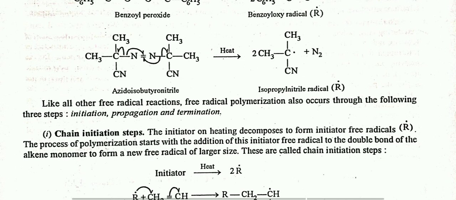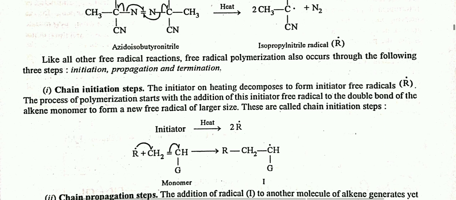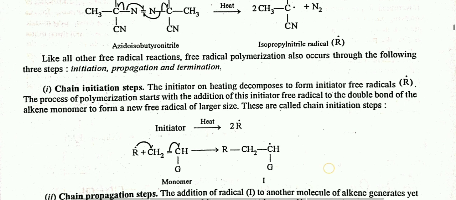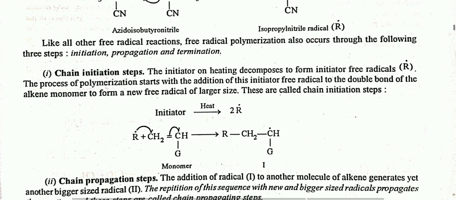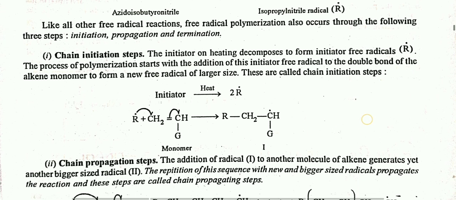Like all other radical reactions, free radical polymerization also occurs through the following three steps: initiation, propagation, termination. Chain initiation step. The initiator on heating decomposes to form initiator free radicals. The process of polymerization starts with the addition of the initiator free radical to the double bond of the alkene monomer to form a new free radical of large size.